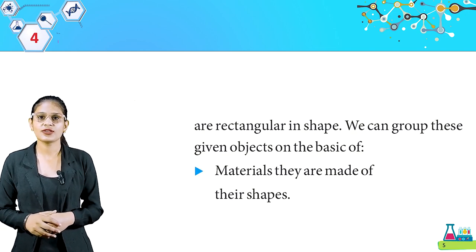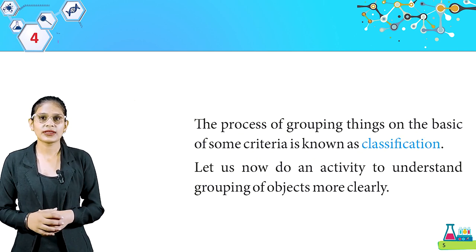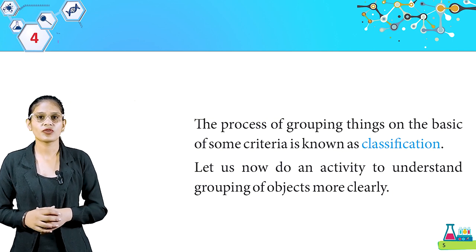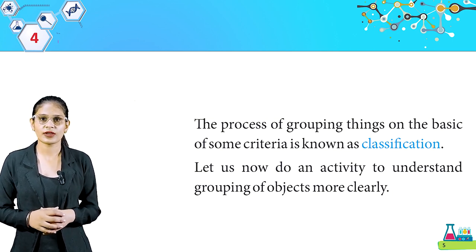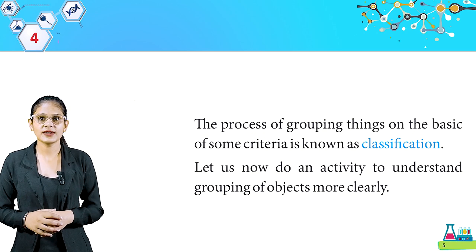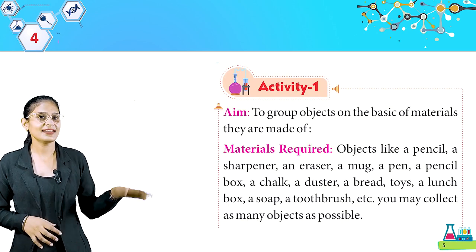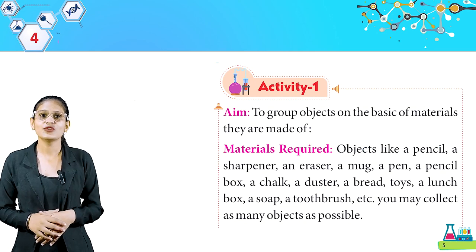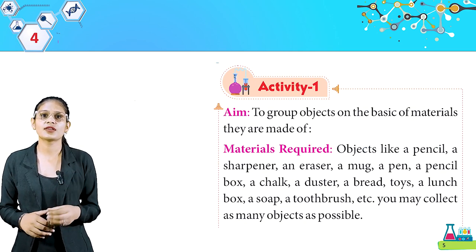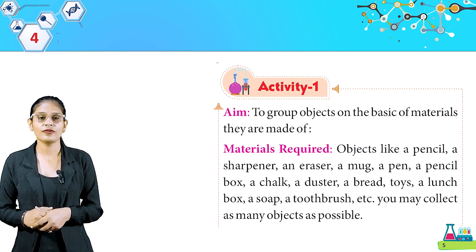Book, duster, pencil box, etc. are rectangular in shape. We can group these given objects on the basis of the materials they are made of or their shapes. The process of grouping things on the basis of some criteria is known as classification. Let's now do an activity to understand grouping of objects more clearly. Here is an activity aimed to group objects on the basis of materials they are made of.